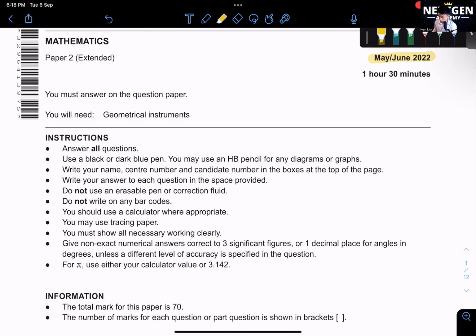This one, please take note also. Correct to 3 significant figures, or 1 decimal place for angles. Please don't write less than 3 significant figures, because I've seen some of you round up too much. If the marker is very, very strict, normally they will minus your 1 mark. So accuracy is very, very important, unless they state otherwise.